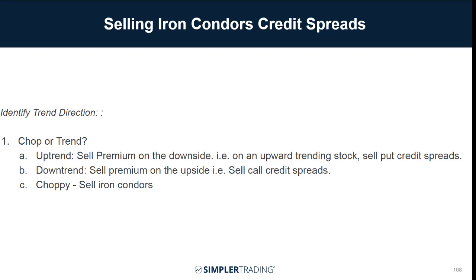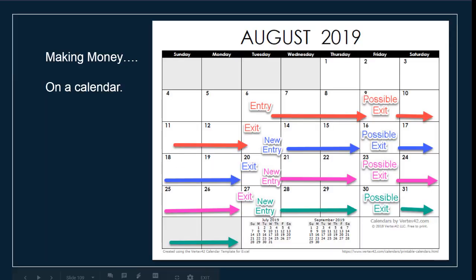So again, same format. Identify the trend direction. You want something that is choppy. Again, you start with your calendar: entry, possible exit, definite exit. Then you put on some new ones. Then you have some exits here, exit here. Now you put on some new ones.